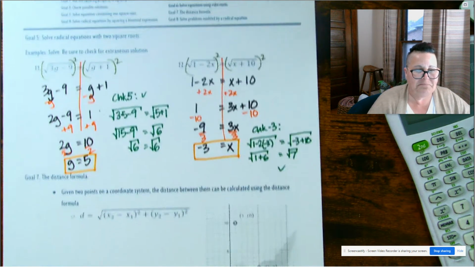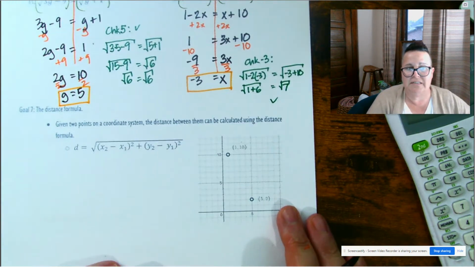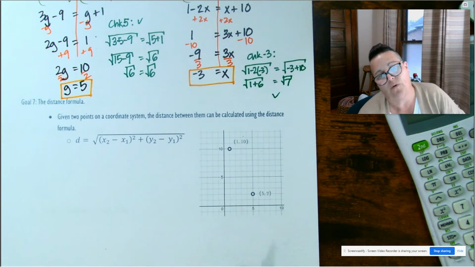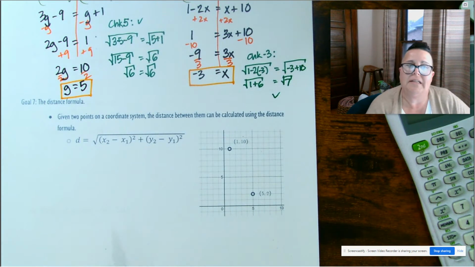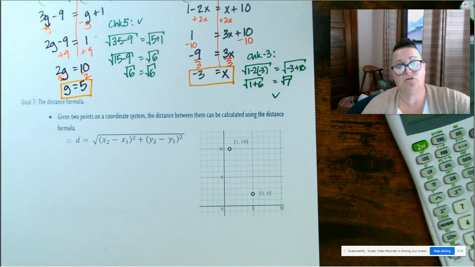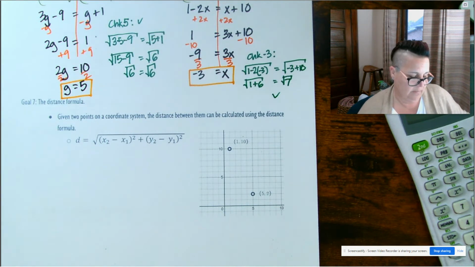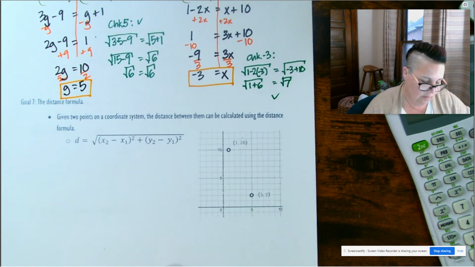All right. The last two goals of this particular section deal with the distance formula. The distance formula uses the coordinates of a graph. So it measures the straight line distance between any 2 points, and that can be found using the formula. Distance is equal to the square root of x2 minus x1 squared plus y2 minus y1 squared. This idea comes from the Pythagorean theorem.